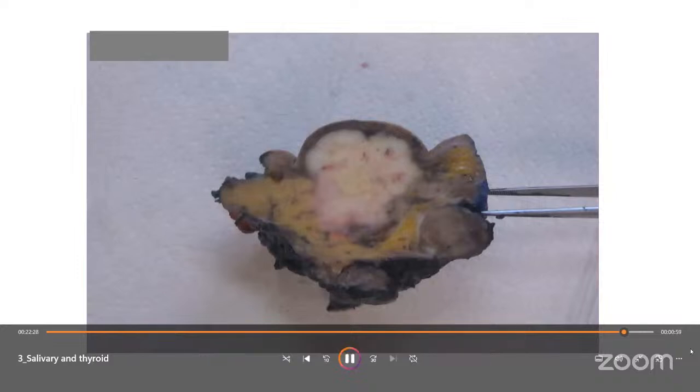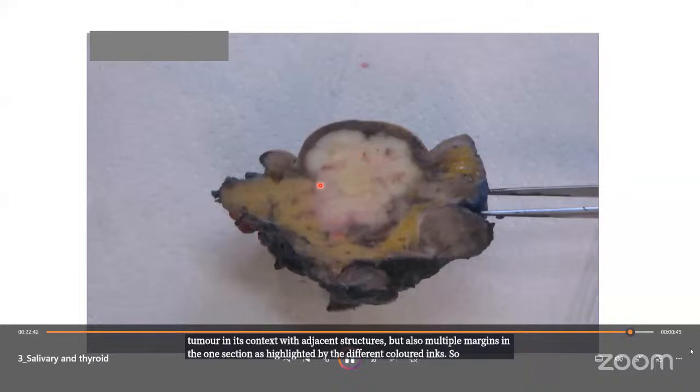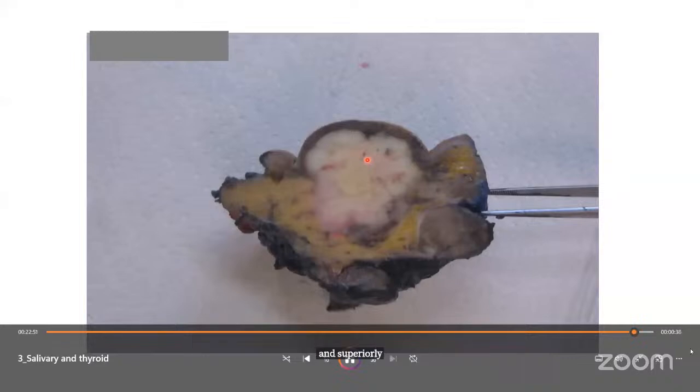This is one of our mega block sections, so you can see that we can see the tumour in its context with adjacent structures, but also multiple margins in the one section as highlighted by the different coloured inks. So this is clearly a T4 tumour, replacing much of the parotid gland but extending into adjacent fat and superiorly into the overlying skin.